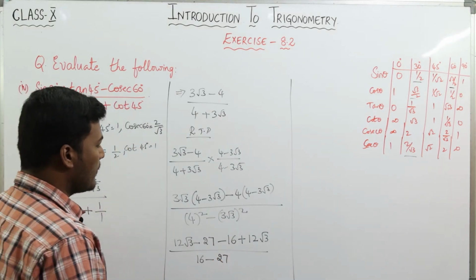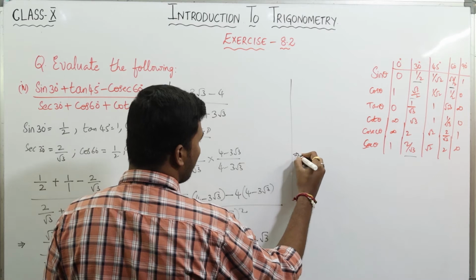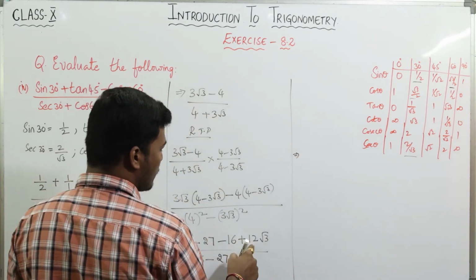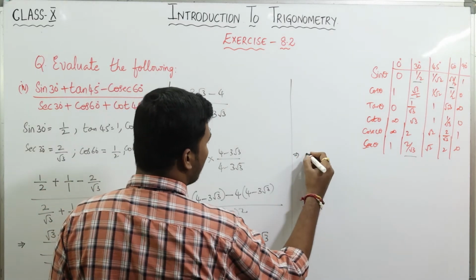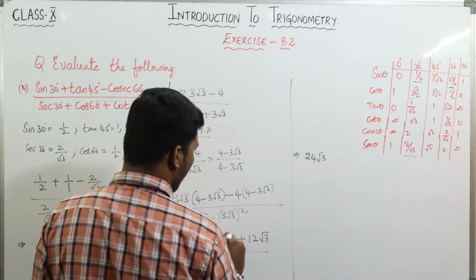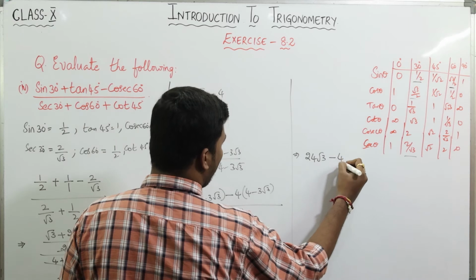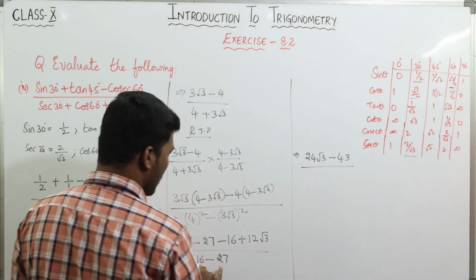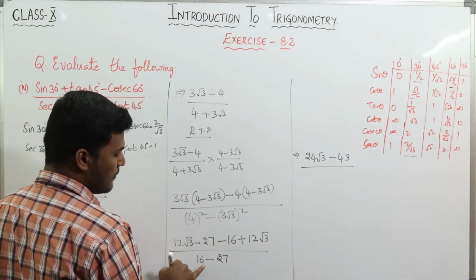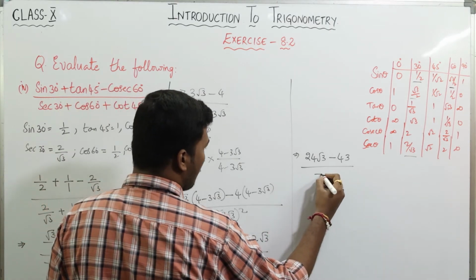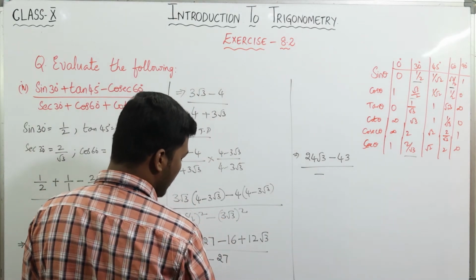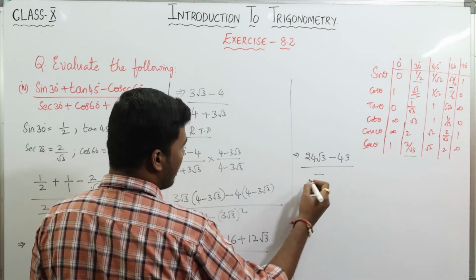Okay, so now this implies 12 root 3 plus 12 root 3 will become 24 root 3 and minus 27 minus 16 will become minus 43 by 16 minus 27 is minus 9 minus 11.